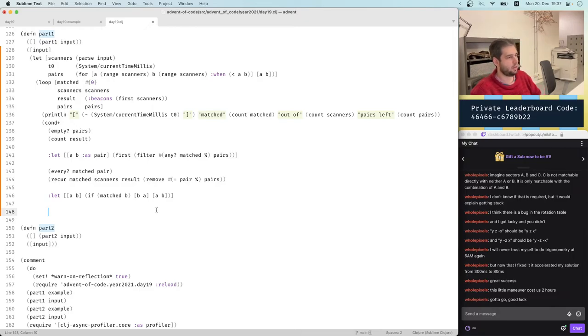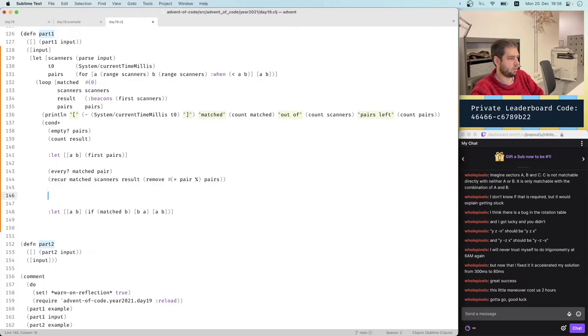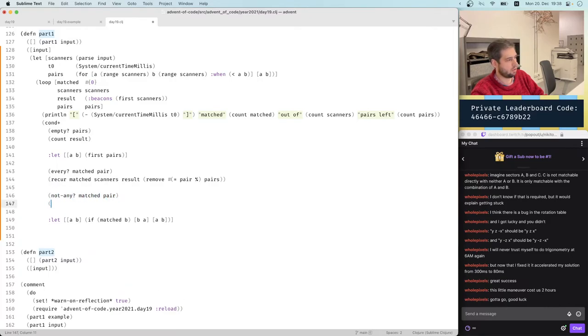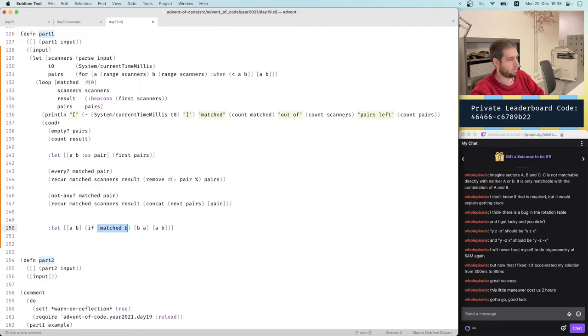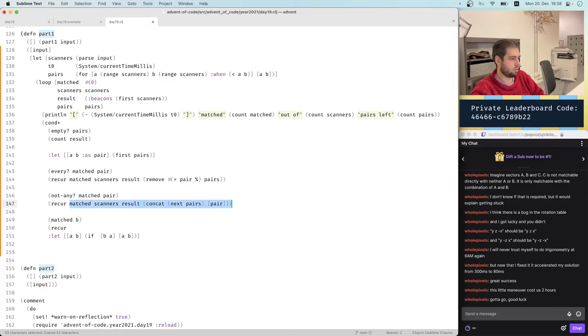So we try a pair. Okay, just say A, B, first pairs. If not any matched pair, recur, blah blah blah, with the next pairs, right? Pair, if matched B, recur, cons B A with the next pairs.